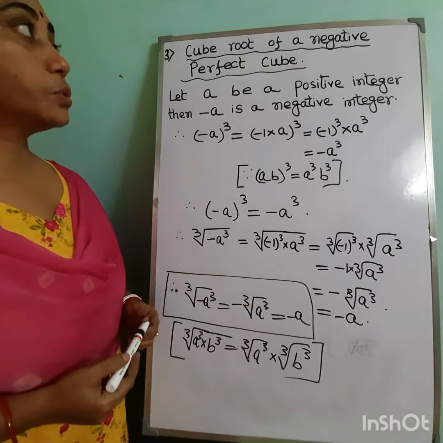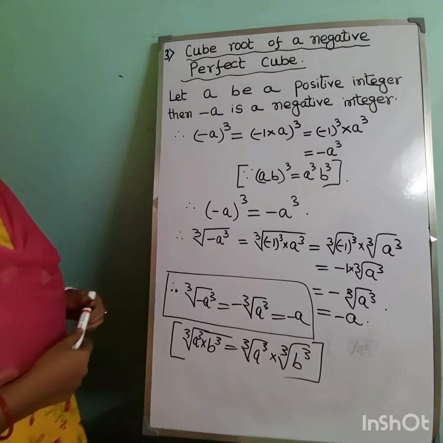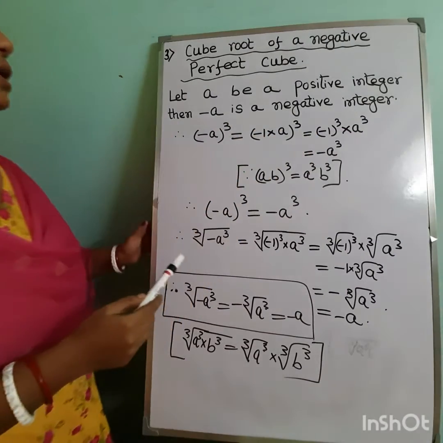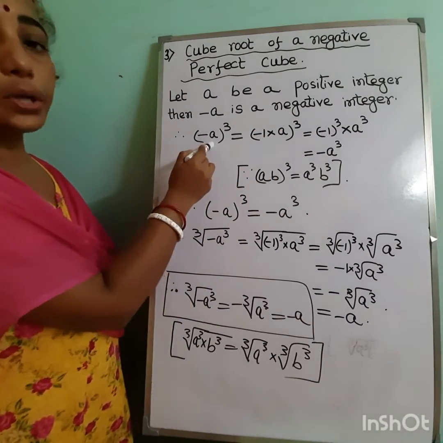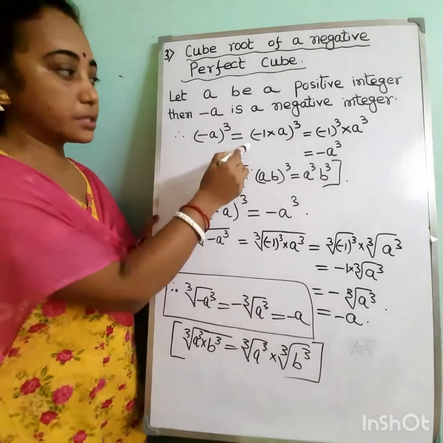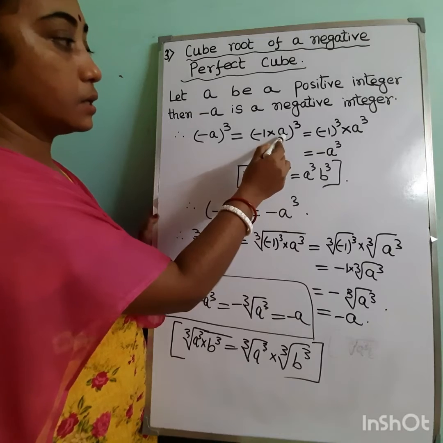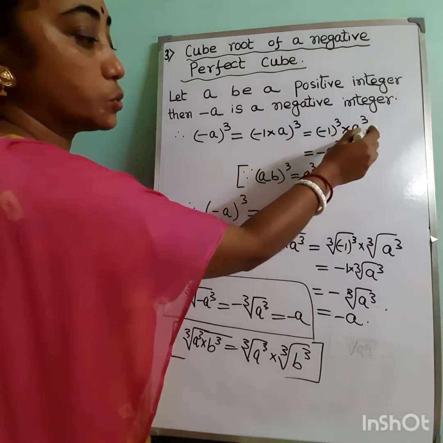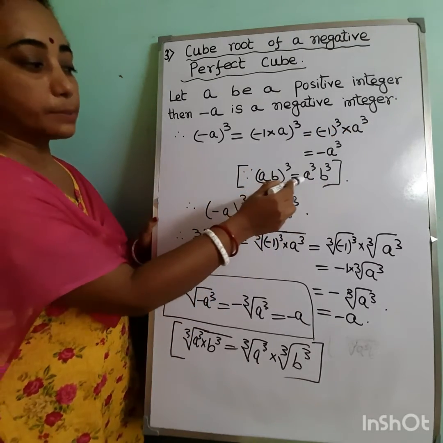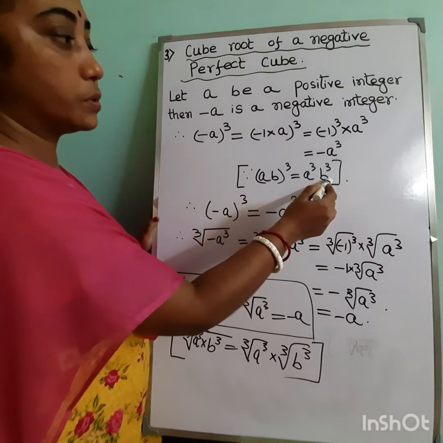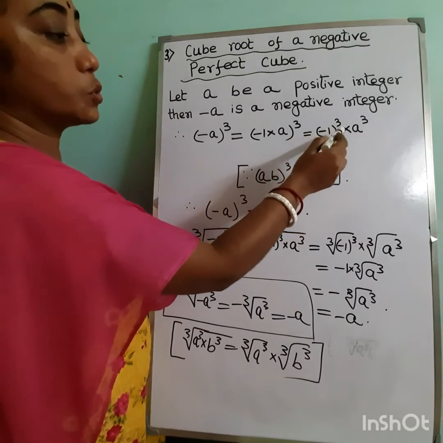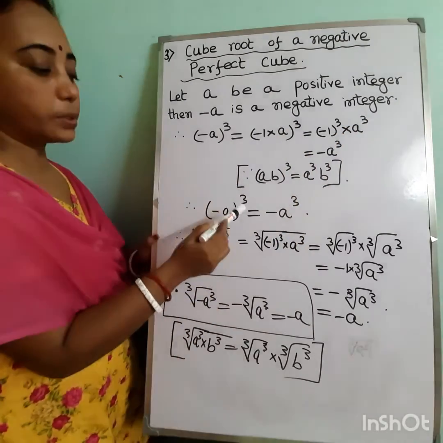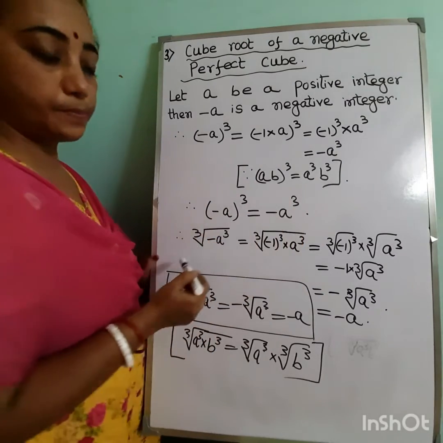Let us find out the cube root of a negative perfect cube. Let a be a positive integer, then minus a is a negative integer. Therefore, minus a whole cube is equal to, minus a can be written as minus 1 multiplied by a, whole to the power 3. And this equals minus 1 whole cube into a cube, because we know that ab whole cube means a cube into b cube. So minus a whole cube is equal to minus a cube.